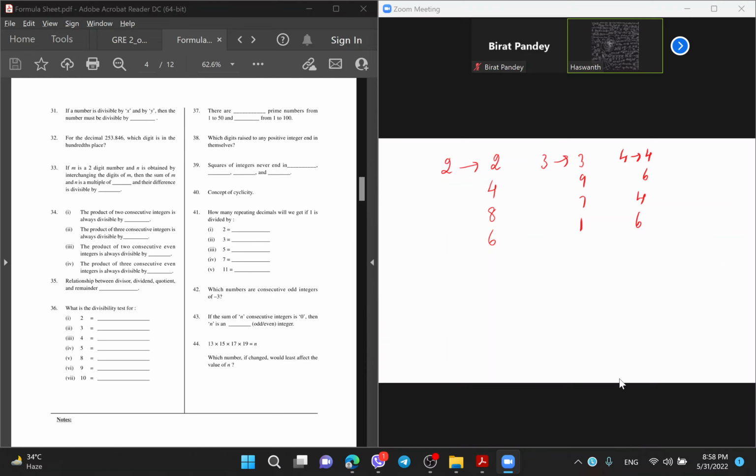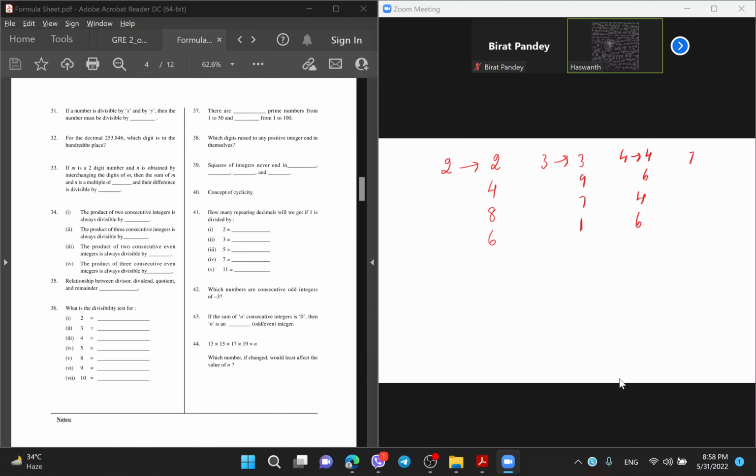So 4 power 1 is 4. 4 square is 16, ending in 6. Then 64 ends in 4. Then 256, again 6. Then 1024, 4. Then 4096, again 6. Then after that 16384, again 4. 65536, again 6. Like that, this 4, 6, 4, 6 cycle continues.